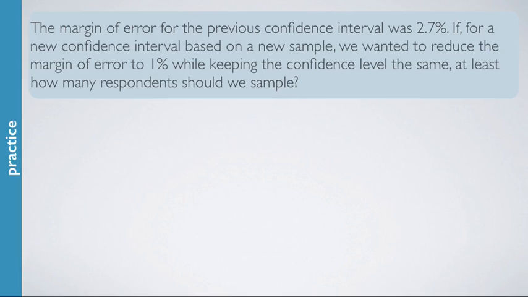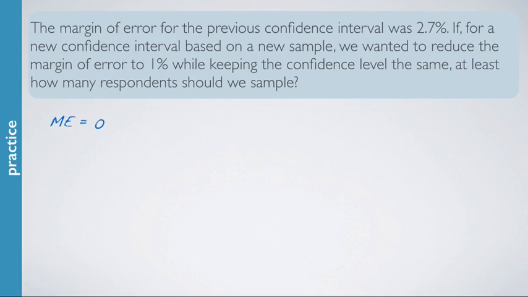Next, let's talk about what if we wanted to adjust our margin of error. The margin of error for this previous confidence interval was 2.7%. If, for a new confidence interval based on a new sample, we wanted to reduce the margin of error to 1% while keeping the confidence level the same, at least how many respondents should we sample? We've given an example like this when we worked with means as well. Remember, we have a desired margin of error, we know our confidence level, and we know everything else associated with calculating the standard error except our sample size.